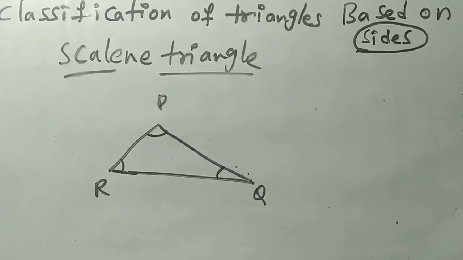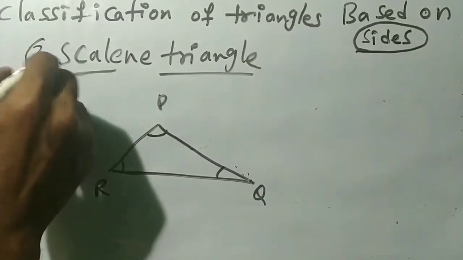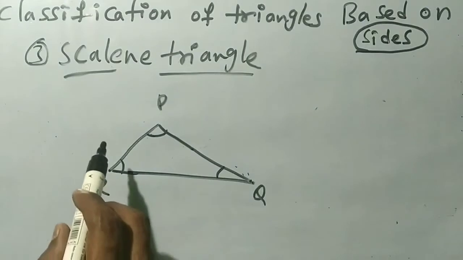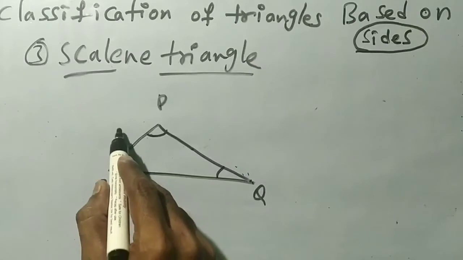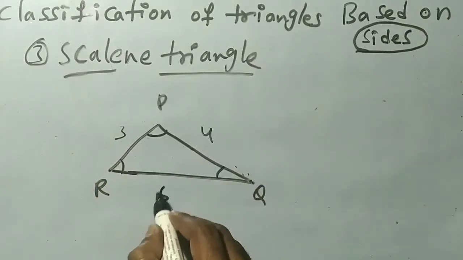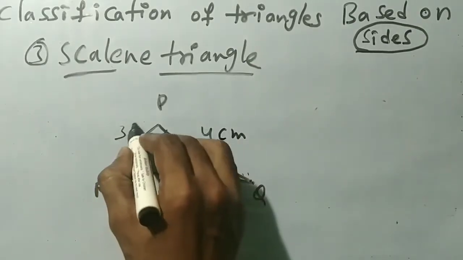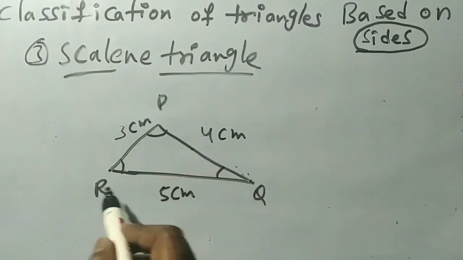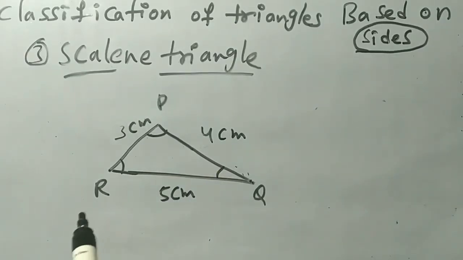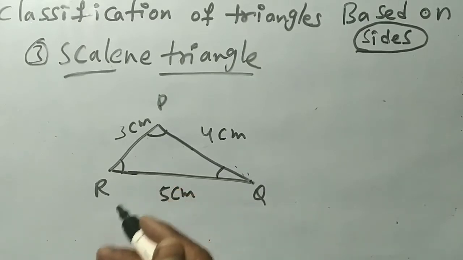Here, the third type is the scalene triangle. In a scalene triangle, no sides are equal. That is, all sides are of different lengths. So this is 3 centimeters, this is 4 centimeters, this is 5 centimeters. If we measure the three sides of a triangle and all three sides are different in measurement, then the triangle is called a scalene triangle. If two sides are the same in measurement, then it is isosceles. If all sides are equal in measurement, then it is an equilateral triangle.